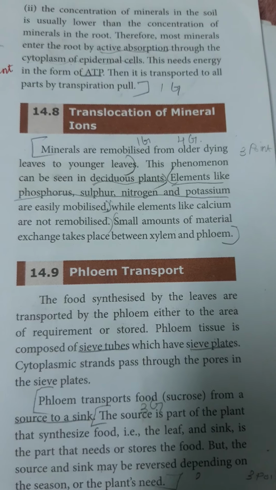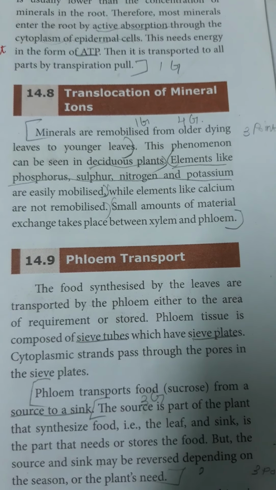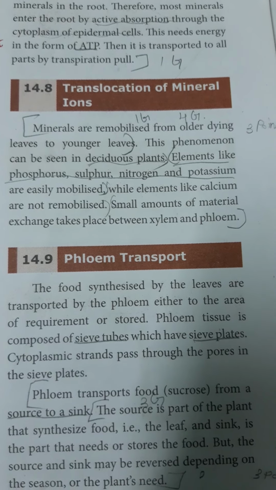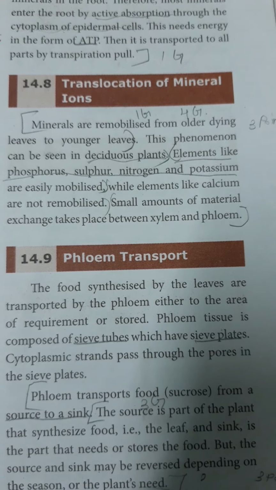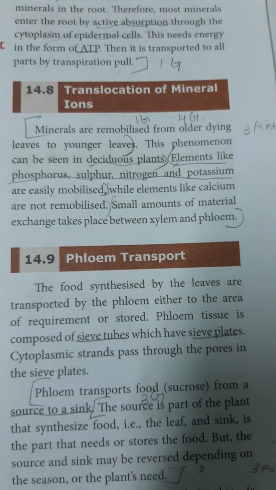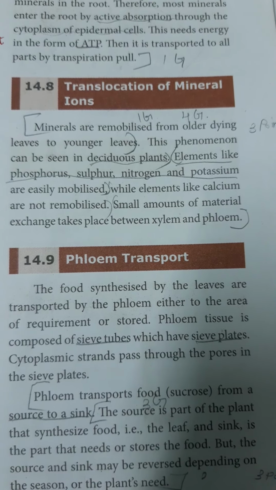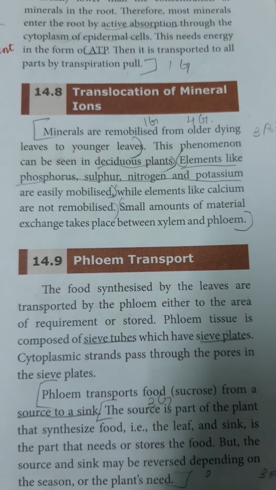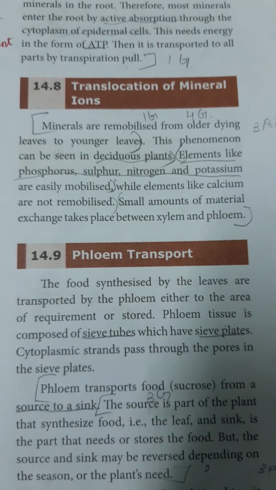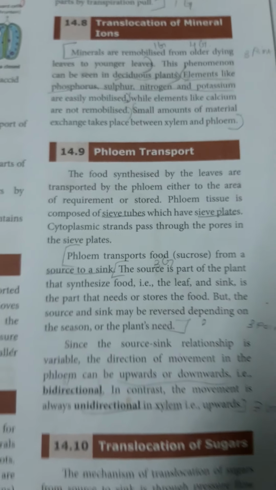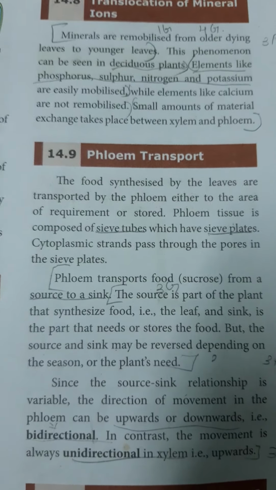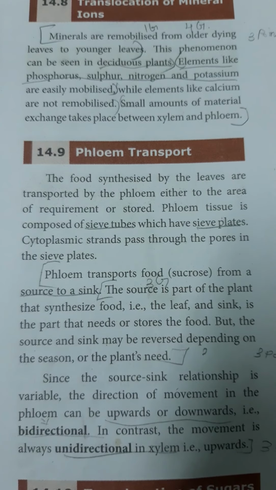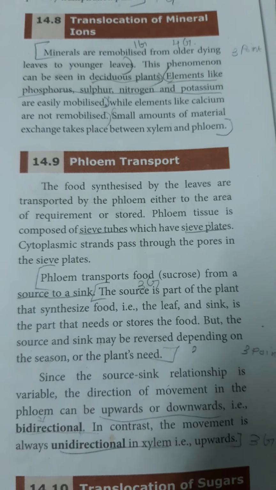Elements like phosphorus, sulfur, nitrogen and potassium are easily mobilized, while elements like calcium are not remobilized. A small amount of minerals is exchanged between the xylem and phloem. So this is called translocation of minerals. Now we see the phloem transport. Till this we saw xylem transport.